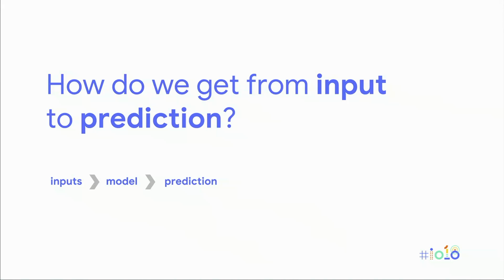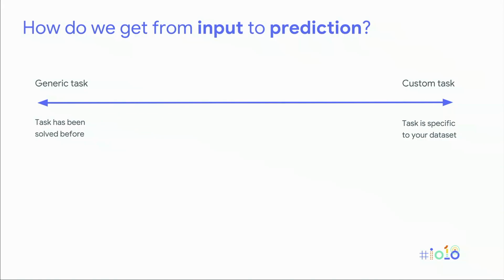So that was a high-level overview, but how do we actually get from input to prediction? Now, again, this is going to depend on the type of machine learning problem we're trying to solve. So on the left-hand side, let's say you're solving a generic task that someone has already solved before. In that case, you don't need to start from scratch. But on the other side of the spectrum, let's say you're solving a custom task that's very specific to your data set. Then you're going to need to build and train your own model from scratch.